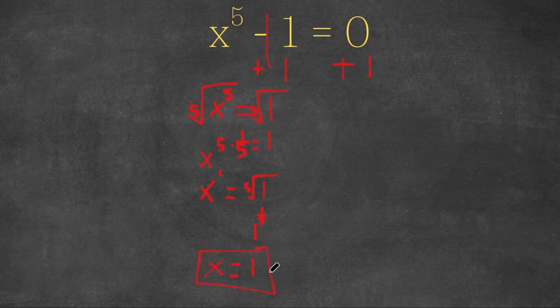Now, why don't we try plugging this in to our original equation? So if we substitute in 1 for x, we get 1 to the power of 5 minus 1 equals 0. Now 1 to the power of 5 is 1, so we get 1 minus 1 equals 0. And 1 minus 1 is obviously 0, so we have 0 equals 0. And because this is right, we know that x equals 1.